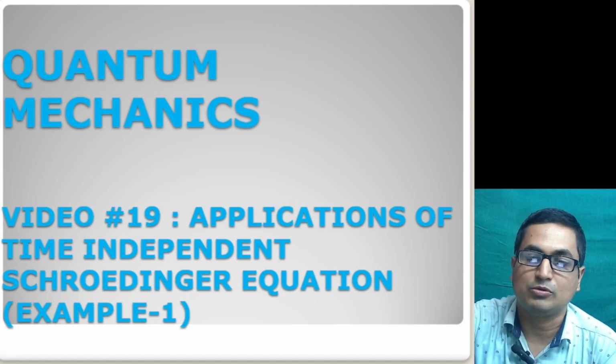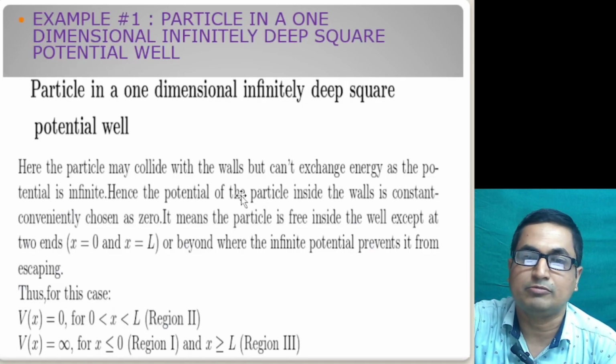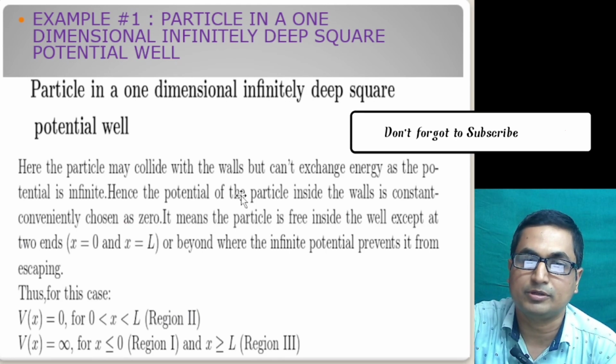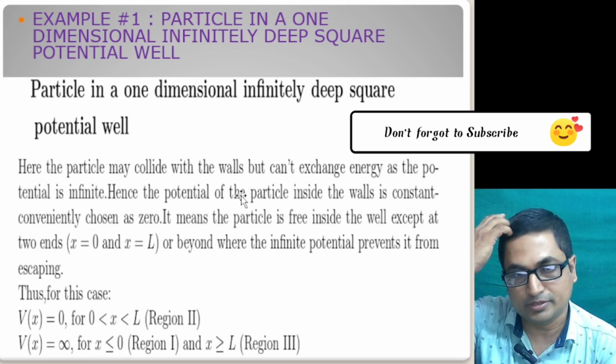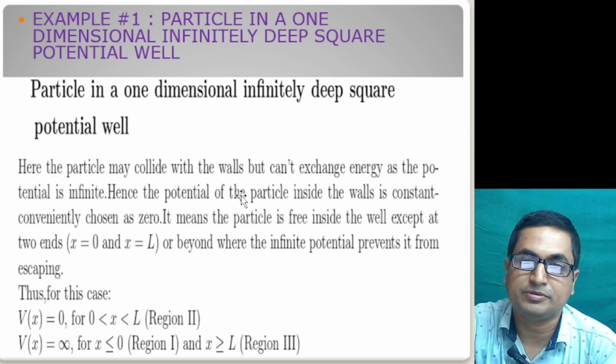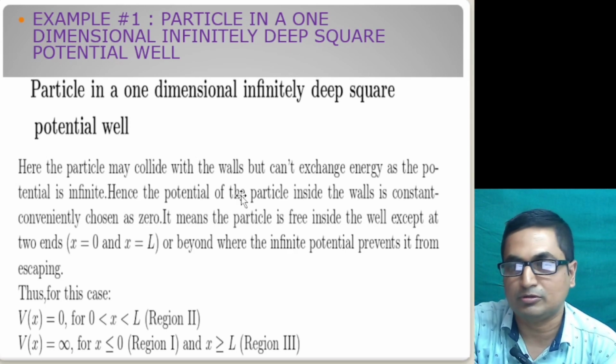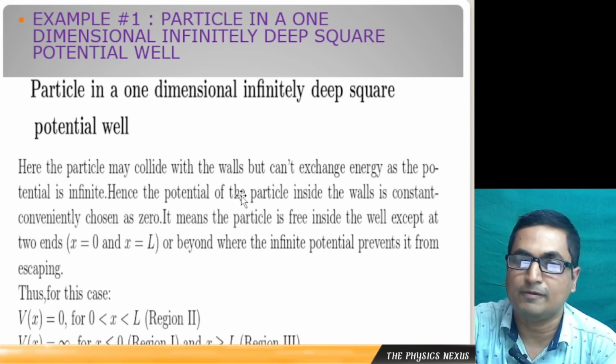So let's go. The example we are taking is a particle in a one-dimensional infinitely deep square potential well. This actually means that it's like a well where the sides of the well are infinitely deep. So there is no chance that anyone can escape out of that potential well. That's what is represented by an infinitely deep potential well.